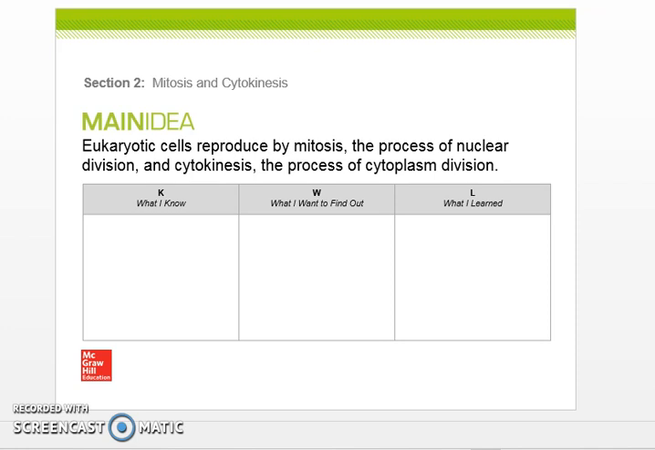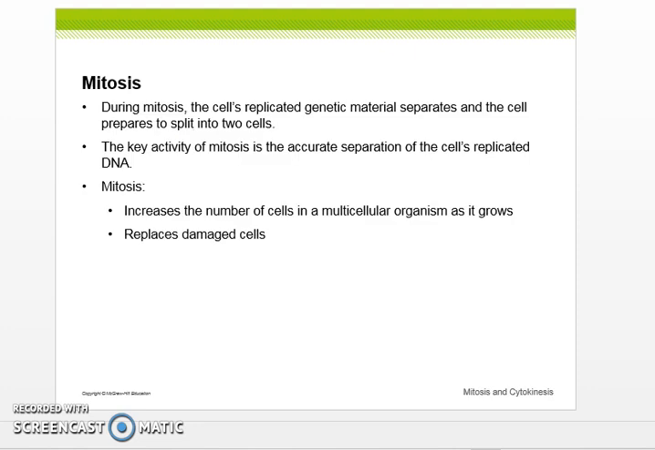Eukaryotic cells reproduce by mitosis, the process of nuclear division, and cytokinesis, the process of cytoplasm division. During mitosis, the cell's replicated genetic material separates and the cell prepares to split into two cells. The key activity of mitosis is the accurate separation of the cell's replicated DNA. Mitosis increases the number of cells in a multicellular organism as it grows, and it replaces damaged cells.